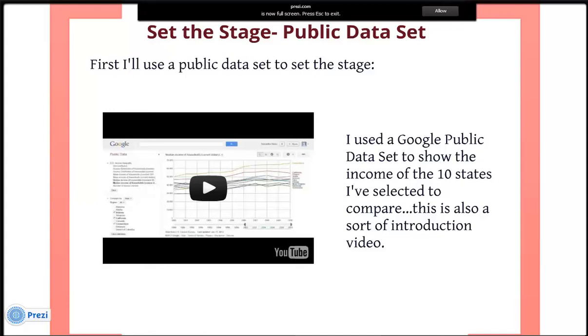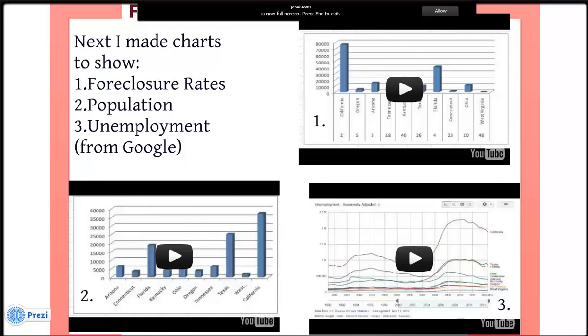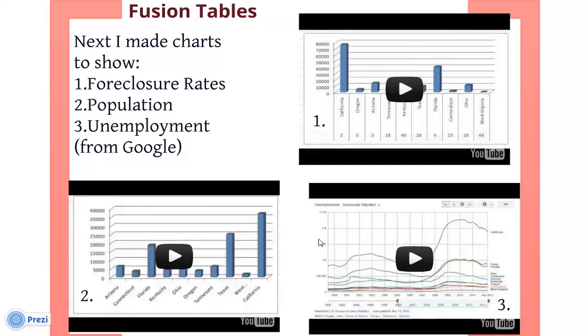Basically, to set the stage, I'm using a Google public data set, and I'm using household income for the 10 states I've selected to choose. And then I used Google Fusion tables and made charts. And these are 3 of them.